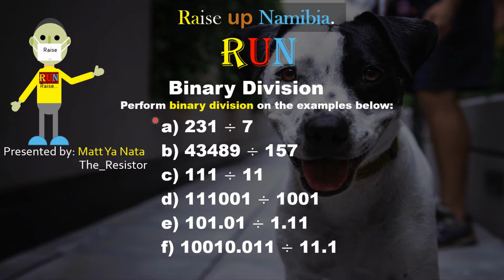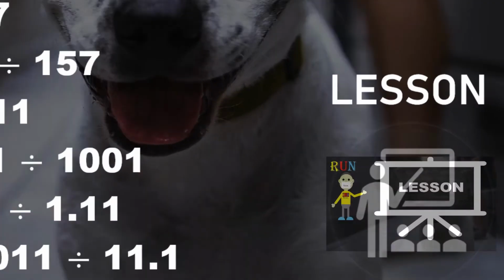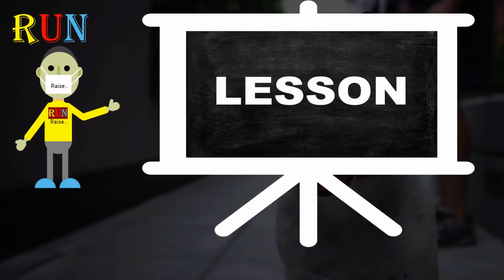Because if you take a look in A and B, we have the normal numbers from the decimal number system that we are going to be dividing using the long division that we learned in high school. Okay? And then C and D, we have binary numbers that we are going to divide using the long division as well. Okay? But in E and F, we also have binary numbers, but these binary numbers are having a fractional part or are decimal numbers. Okay? So without further ado, let's dive into today's lesson. So get your pens and your notebooks ready.